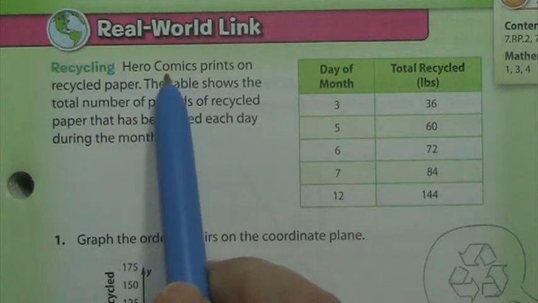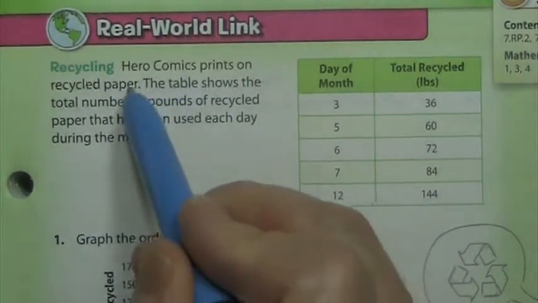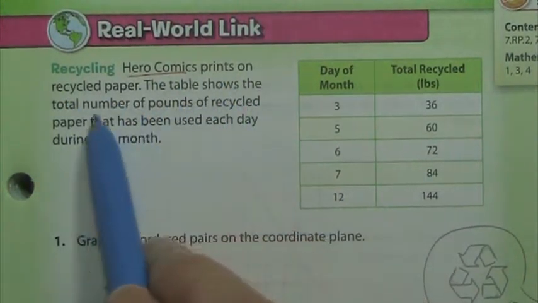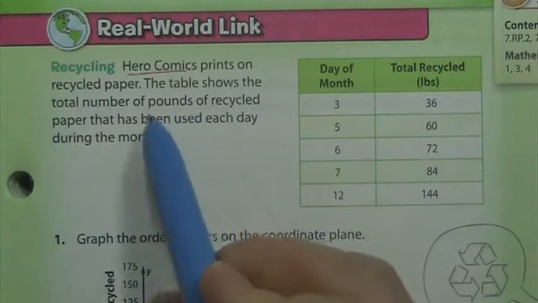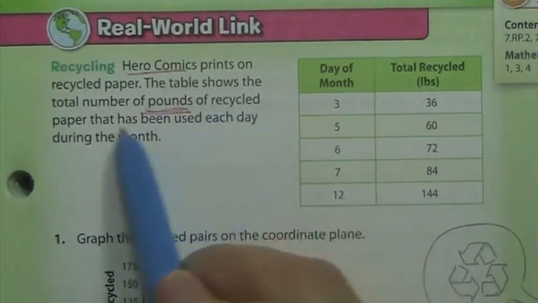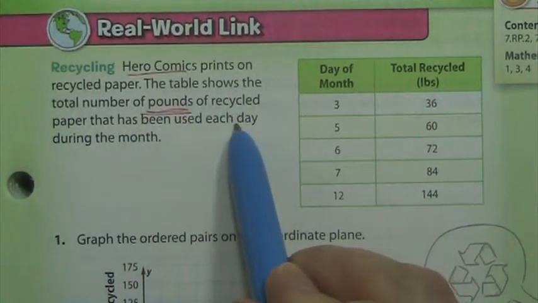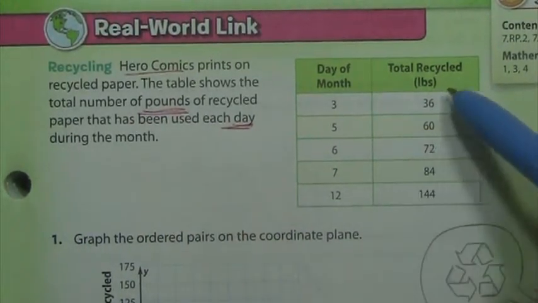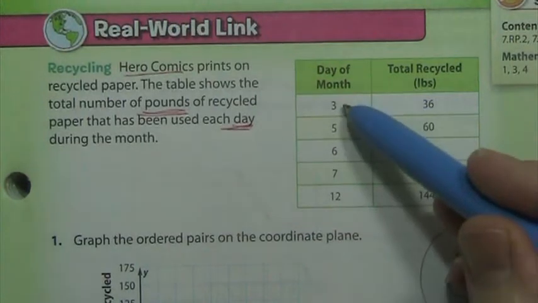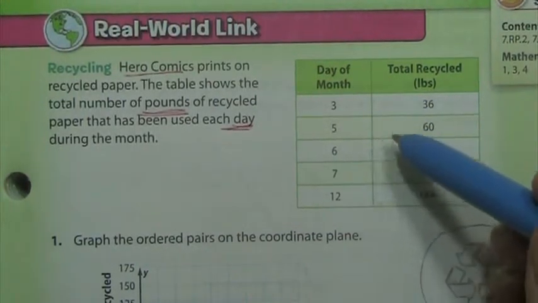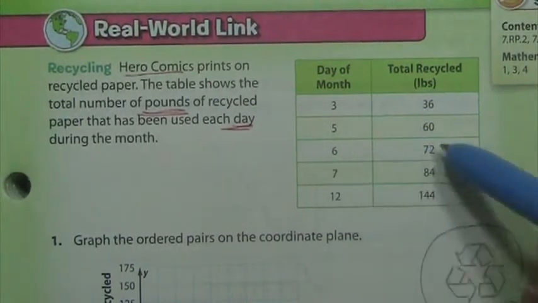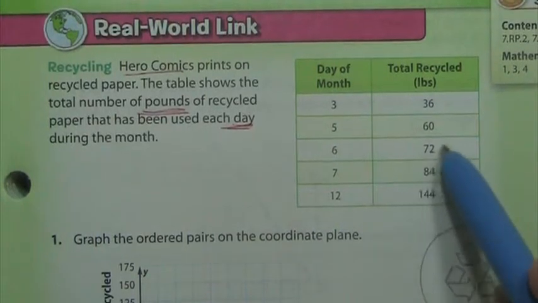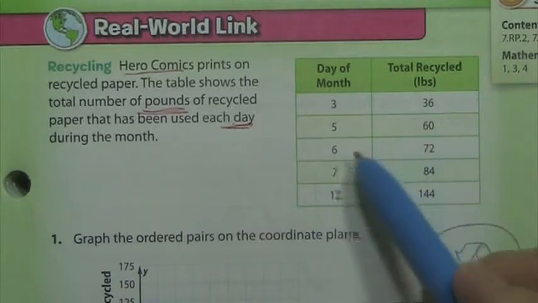It says Hero Comics prints, so that's some company, they print on recycled paper. The table shows the total number of pounds of recycled paper that has been used each day during the month. And so noticing here, here's the number of pounds for each day. Actually, it's not for each day, but it's totaled by that day. Like, for example, by the 6th day, they have used 72 pounds of recycled paper.